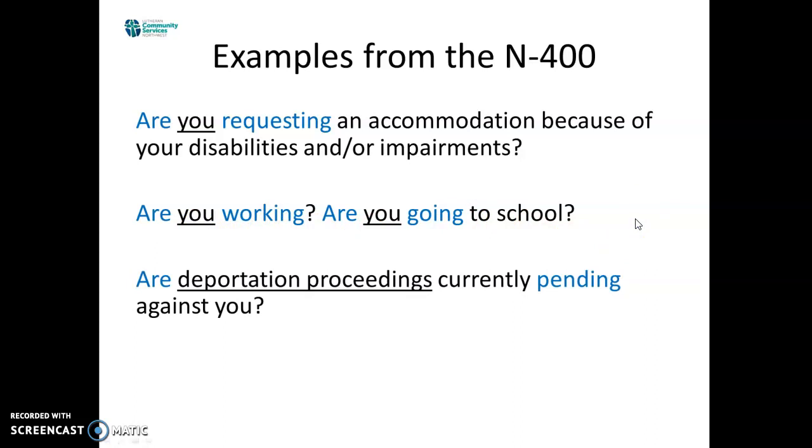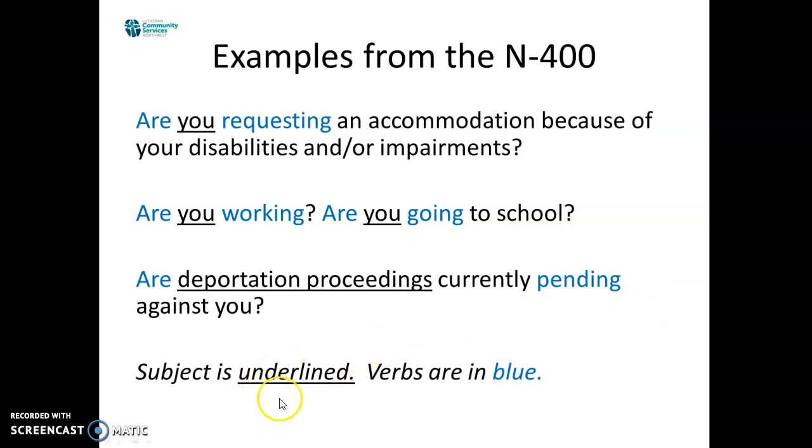Are deportation proceedings currently pending against you? This one's a little bit different because instead of you, a direct question, it's asking about a different subject. So the subject of the question here is deportation proceedings, right? So are these proceedings currently pending against you? So the question is not about you, it's about deportation proceedings happening to you. You can see in each question, the subject is underlined and the verbs are in blue.